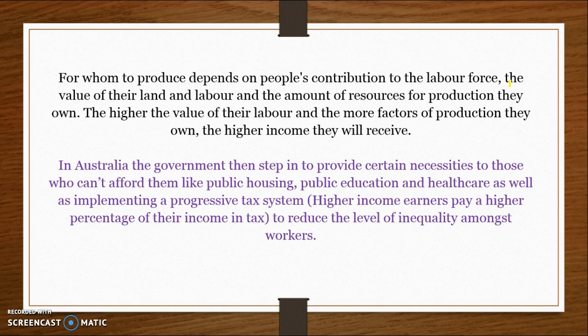And finally, for whom to produce. For whom to produce is a tricky one, but basically it depends on people's contribution to the labour force. So those that contribute higher skilled labour, or have land, are likely to generate higher incomes and therefore consume most of the goods and services. However, the government also steps in to provide certain necessities, like public housing, education and healthcare, and has a progressive tax system, meaning that high income earners pay a higher percentage of their income in tax to reduce the level of inequality. So we start off with a very unequal distribution of income, and it's all based on people's ownership of factors of production, mainly skills from labour, with the government intervening to make it less inequitable.